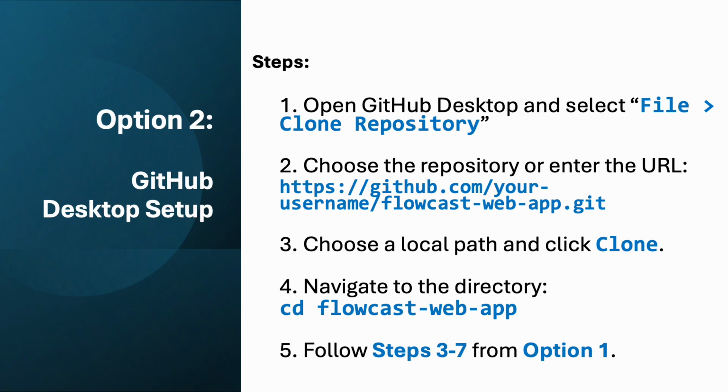The second option is to use the GitHub Desktop setup. This is a lot easier and highly recommended for beginners or those who are not familiar with Git. And it's a GUI, more user-friendly for those that prefer not to type. So the steps for this are to first open GitHub Desktop, assuming you have already installed it, and then select File, Clone Repository. You may choose a repository or enter the URL, which is the same as option 1. You're then going to choose a local path unique to you, and click clone. Then you're going to navigate to the directory, same as in option 1, the current directory Flowcast web app. Then we're going to follow the same steps from option 1.